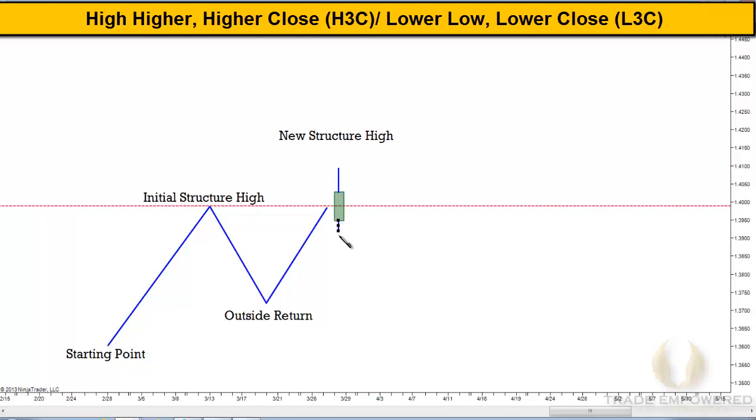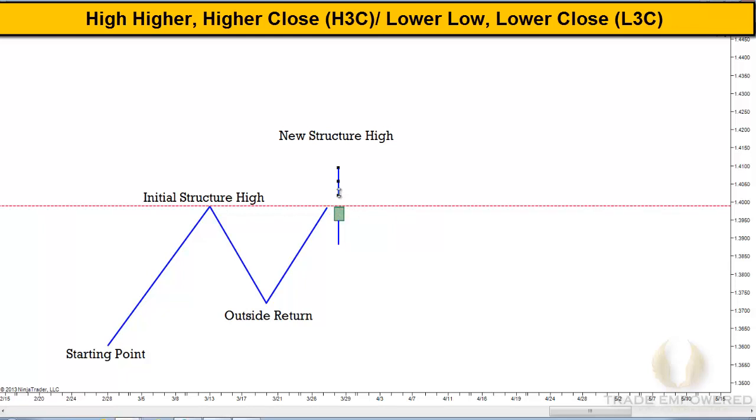Again, what we need is a higher high, higher close. Beautiful looking candle, by the way. So say we're on an hourly chart, throughout the time this candle is forming, if this candle spikes up here, but closes below this initial structure high, again, looking left, then we are still not in a bullish trend because we don't get that higher high, higher close. We get a higher high, but we do not get a higher close above this level.